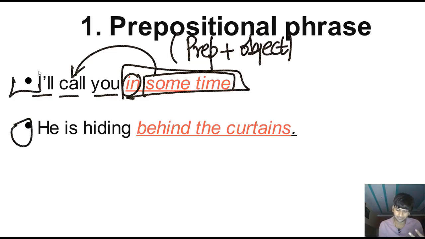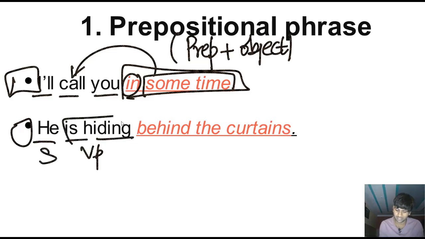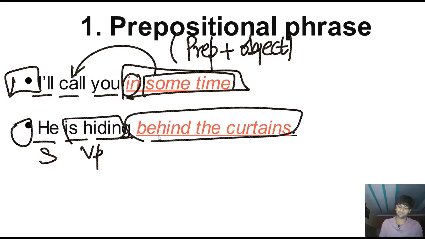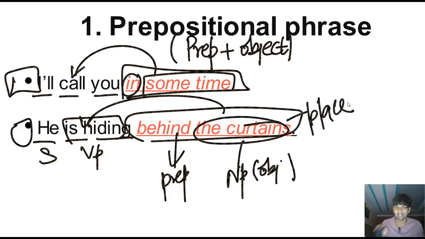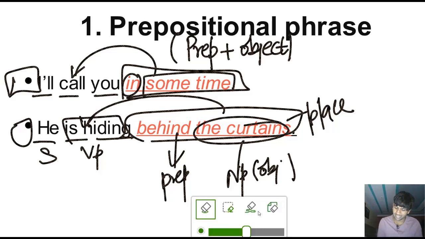Another example: he is hiding. Subject, verb phrase is hiding. Where? Behind the curtains. So this is again a prepositional phrase starting with the preposition behind, followed by the noun phrase, the object of the preposition. Behind what? The curtains. This entire thing is working as an adverb, modifying the verb hiding and talking about the place of the action. Where is the action happening? Where is he hiding? He is hiding behind the curtains. So these are prepositional phrases that are working as an adverb.